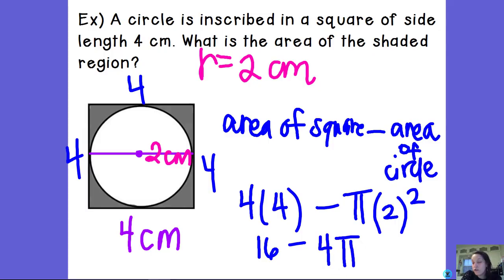So if I told you to leave your answer in terms of pi, that's your final answer, because you can't combine these. It's almost like when we were adding and subtracting whole numbers and square roots, you can only add like terms. These are not like terms. This is your final answer.